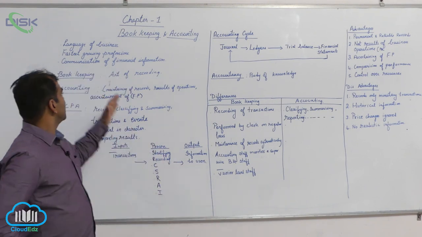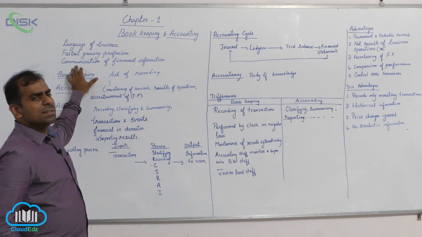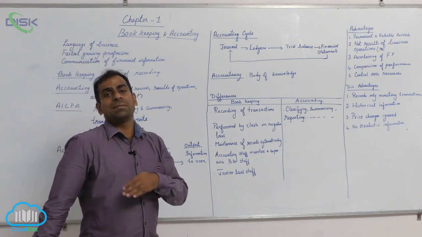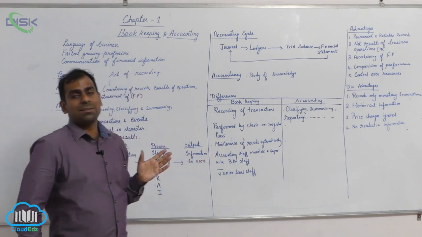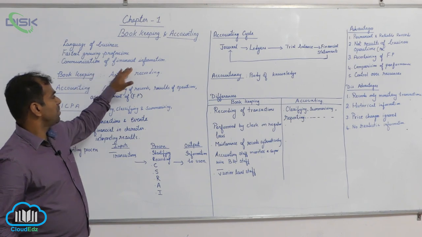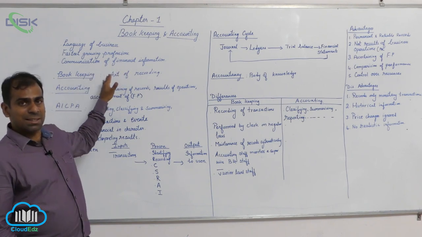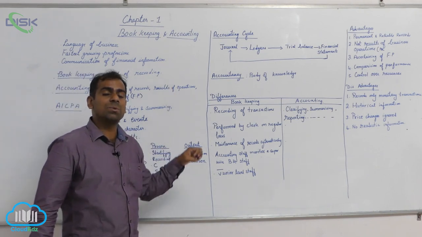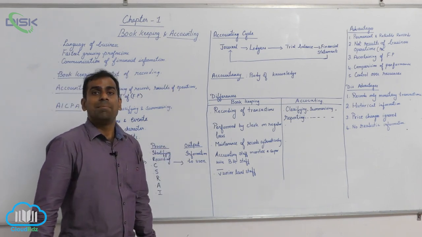Maybe it wants to evolve or fix the rates for income tax, etc. So the information is not just communicated to one person, the businessman. There are several people in society who are interested at large in the financial information, so it has to be communicated. So accounting communicates the financial information to all interested parties.